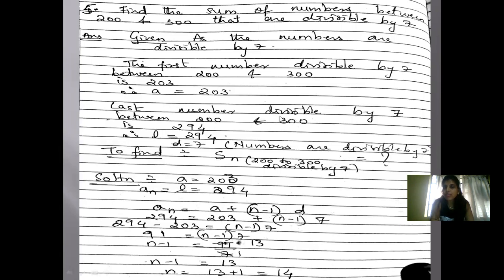The last number that is divisible by 7 between 200 and 300 is 294, because 7 fours are 28, 1 carry over, 7 twos are 14, so it is completely divisible. So the last number is 294. So you have to first identify the first number and the last number which is divisible by 7.